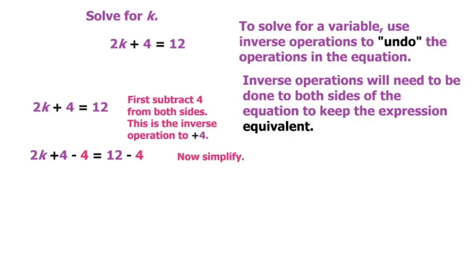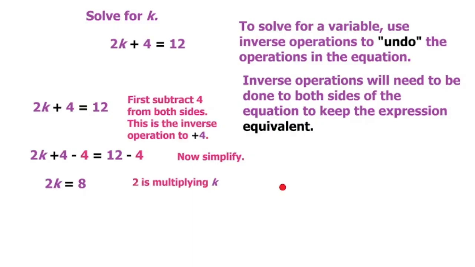Now we simplify. Here, these two cancel out. 4 minus 4 is 0, so we're basically left with 2k. And on this side of the equation, 12 minus 4 is 8. So we're left with 2k equals 8.